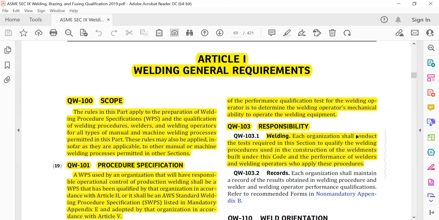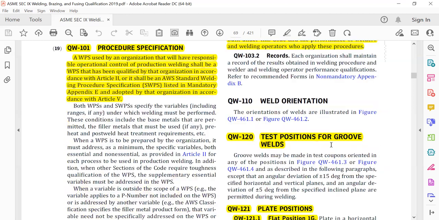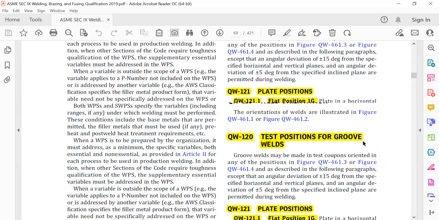Responsibility. Each organization shall conduct the tests required in this section to qualify the welding procedure used in the construction of the weldment built under the code, and the performance of the welders and welding operators who apply this procedure. Responsibility lies with the organization.